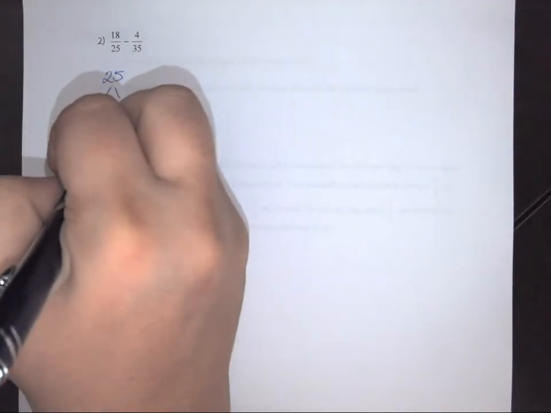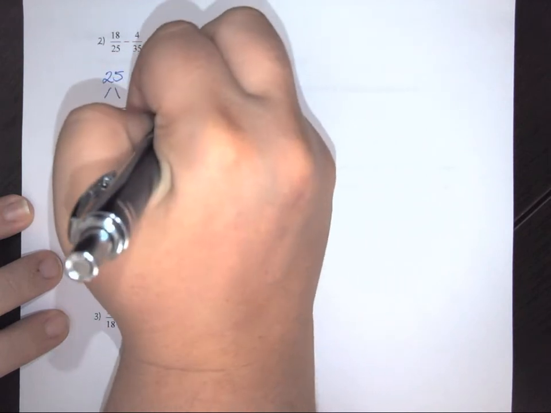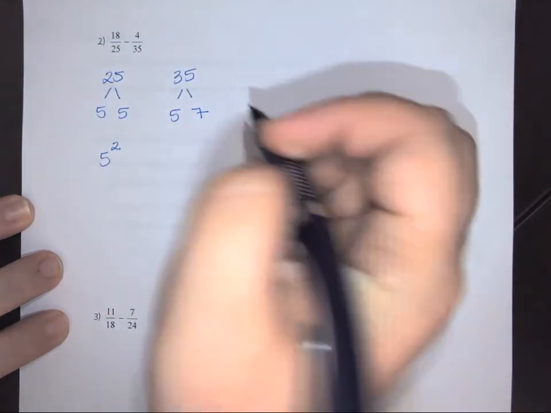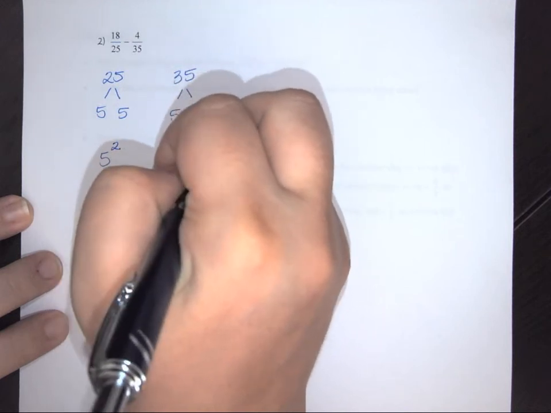Let's look at another one. Here I've got 25 and 35. So 25 can break down into 5 times 5, so this is going to be 5 squared. 35 can break down into 5 and 7, so this is 5 to the first times 7 to the first.